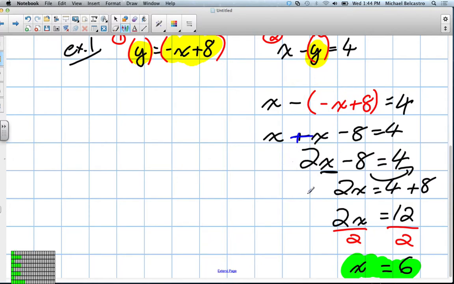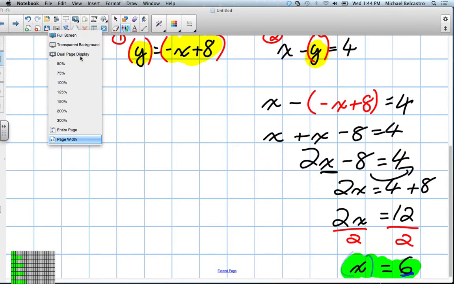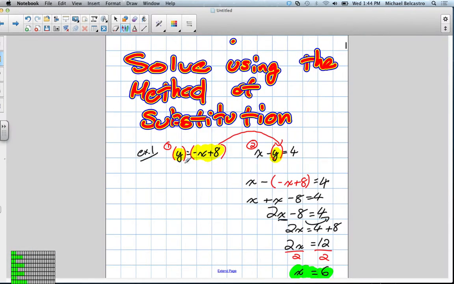Okay, so now that we have this x value is equal to 6, what we then need to do is take that value and plug it into one of the original equations. And we'll bring both of those up so you can see them. The original equations are either y equals negative x plus 8 or x minus y equals 4. Once I have the value for x, I can plug it into either of the equations. And then I'll be able to solve for the y.